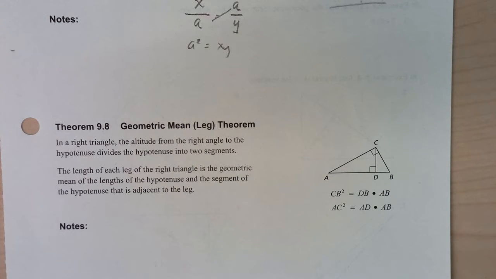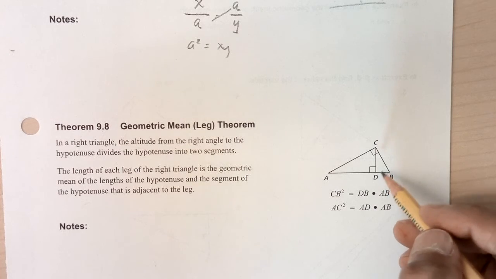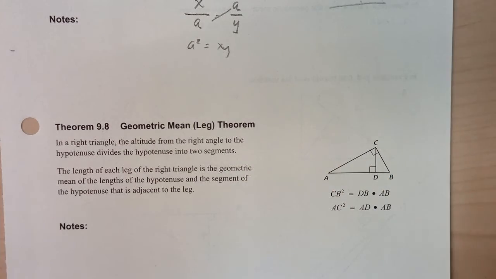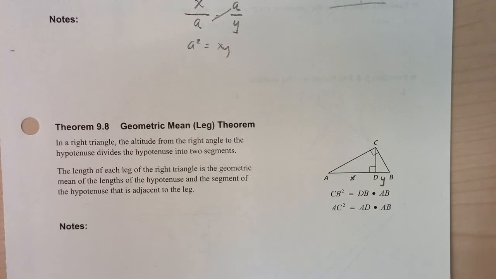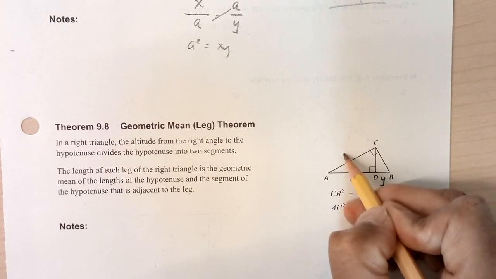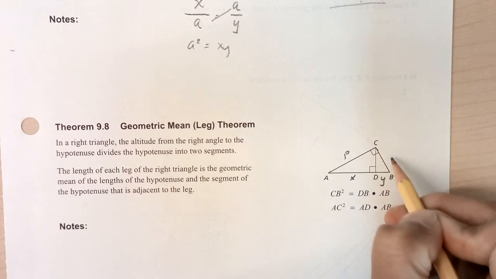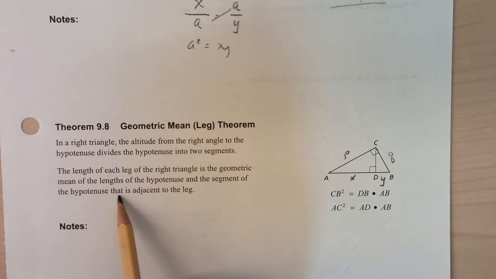And then theorem 9.8, the geometric mean, or the leg theorem. In the right triangle, you have the altitude drawn to the hypotenuse. Again, it divides the hypotenuse into two parts. I'm going to let those be x and y, but what the geometric mean leg theorem states is the length of each leg of the right triangle. So CA, I'm going to let that be p. CB, I'm going to let that be q. But the length of each leg is a geometric mean of the lengths of the hypotenuse and a segment of the hypotenuse that is adjacent to the leg.